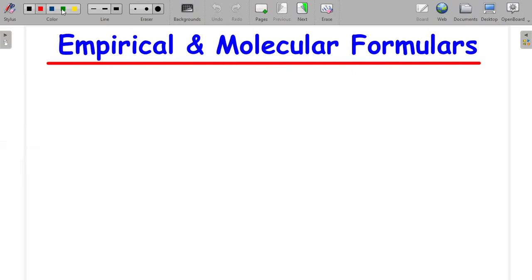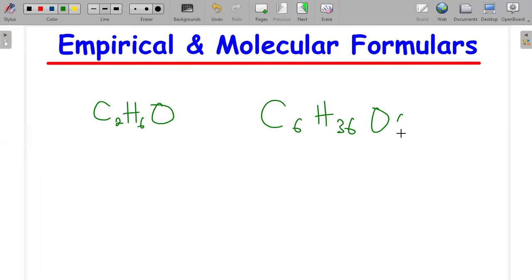So for example, I'll write two things here. If I write C, H, and then O, maybe I can put a 2 here, 3, and then 6 here. So I have this formula here, and then I have another formula that I'll write: C6, H36, and then O6. Between these two formulas, there's one molecular formula and one empirical formula.